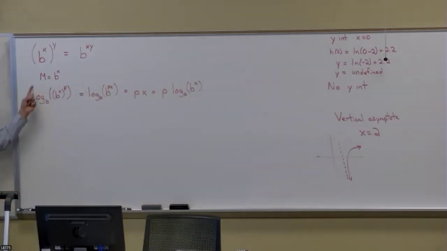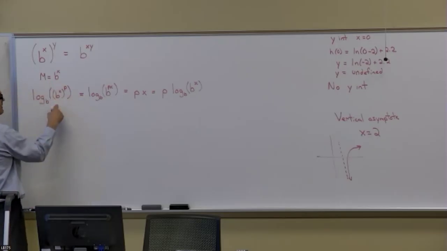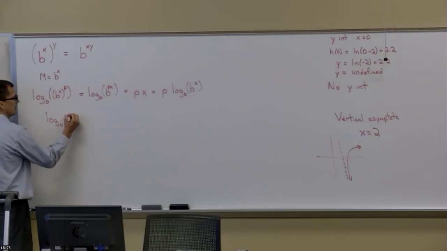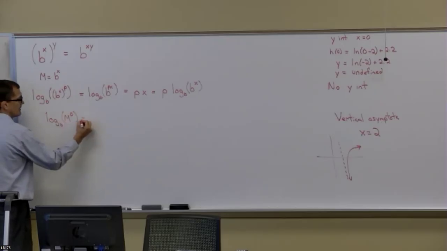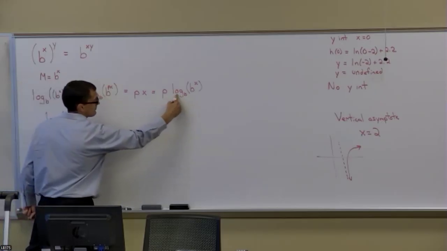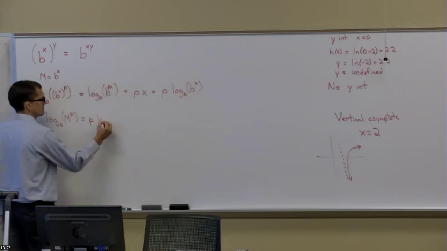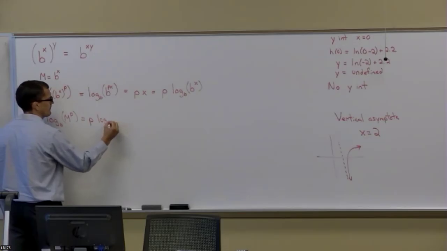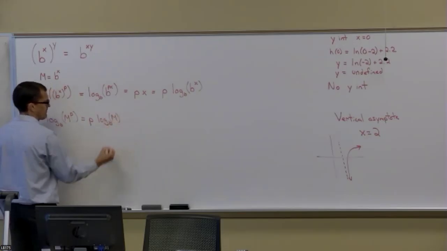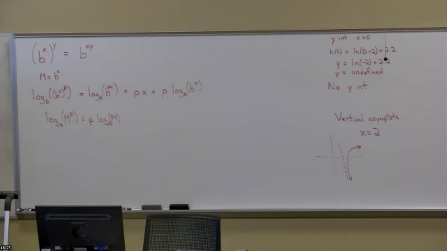So what's that mean if I let m equal b to the x? That means the log base b of m to any power is equal to p times the log base b of m. So any exponent can be brought out front.